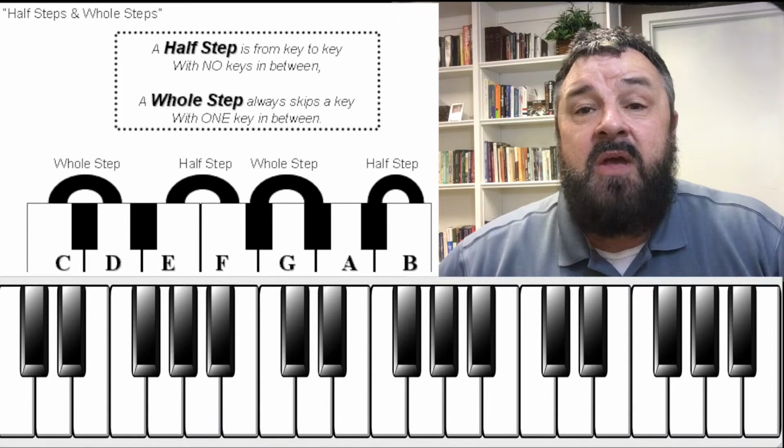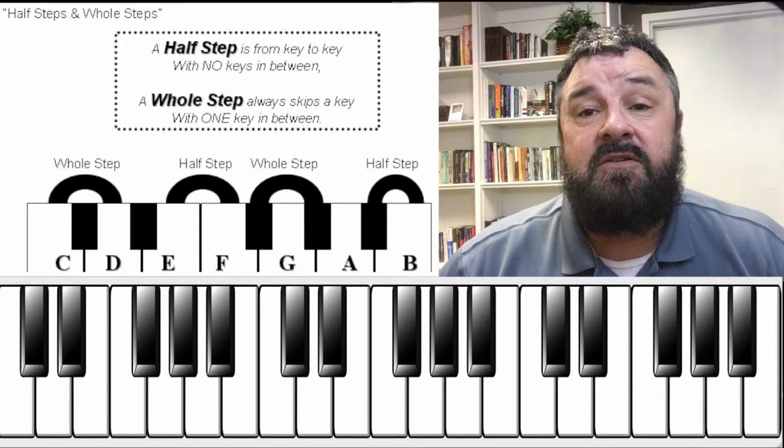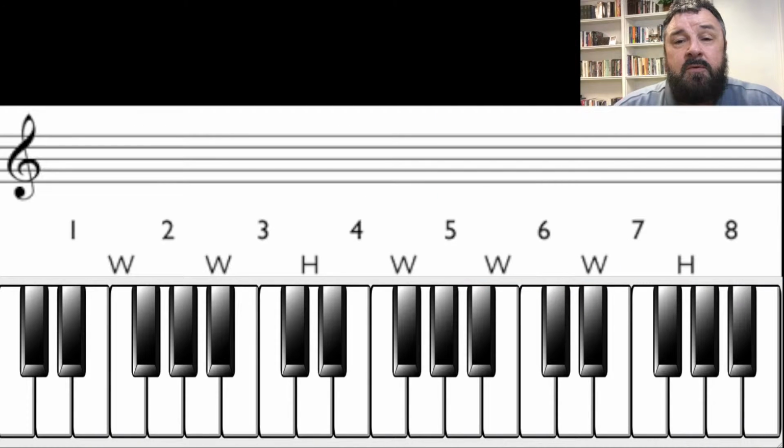All right, so using this pattern of whole steps and half steps, we can begin to construct major scales. The pattern that you need to be aware of is 2 1/2, 3 1/2. What that means is 2 whole steps followed by a half step, 3 whole steps followed by a half step. So we're going to start with C major.